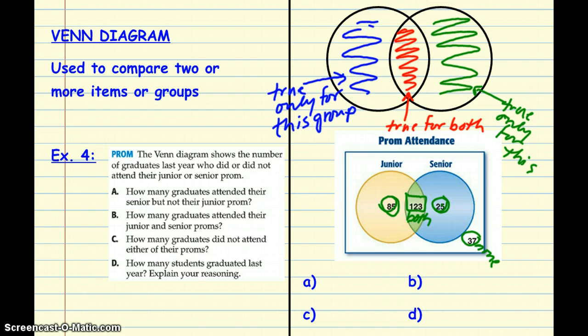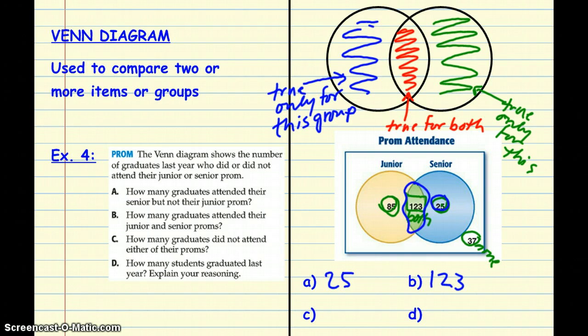So let's take a look at the questions. First of all, letter A says how many graduates attended their senior but not their junior prom. So that's the group where it's only the senior group. In this case, as I just said, this is 25, because it's the kids only in that senior group. Letter B says how many graduates attended their junior and senior prom. So this is where you're looking for the category for both, and that is 123. Again, that's where you're looking for the overlap.